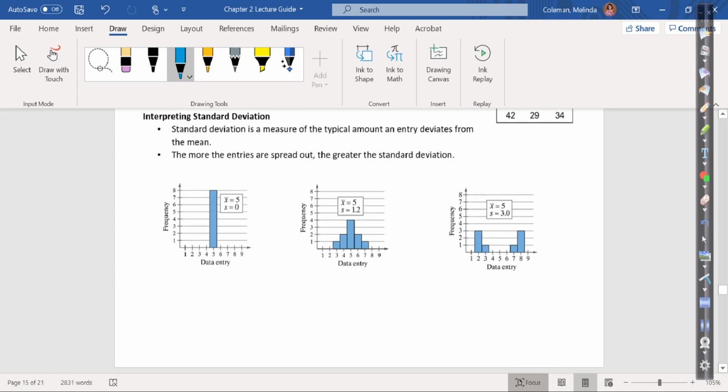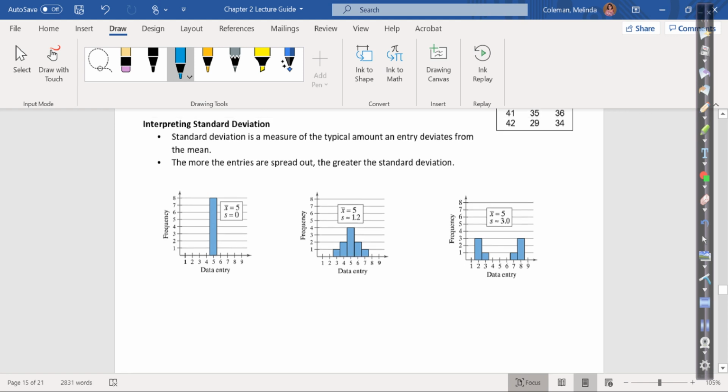All right. So next, interpreting the standard deviation. Standard deviation is the measure of the typical amount an entry deviates from the mean. So how much does it actually move away from the mean? So if we look at this first one, these all have the same frequency.